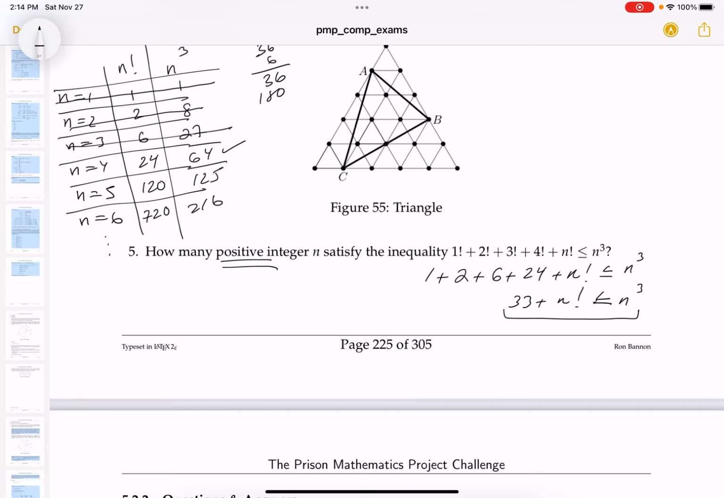Now, 33 plus 120, right? 33 plus 120, no, that's not going to work. And I hope you realize that these things here, they grow really fast. So none after are going to work. So only one works. And what's that number that works? N equals 4.